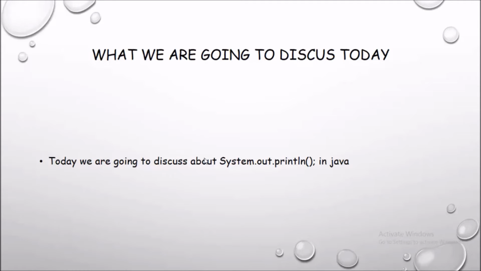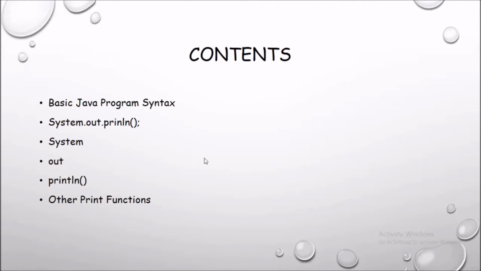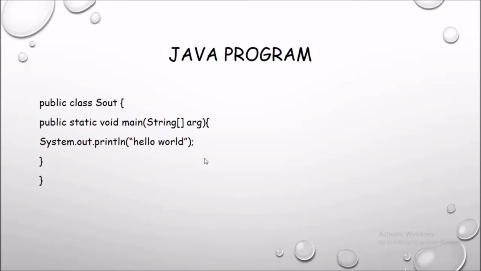So what are the contents we are going to see today? A basic Java program, and then what is meant by System.out.println. In that we are going to see each and everything specifically, and what other functions are used instead of println. So here's a sample Java program.